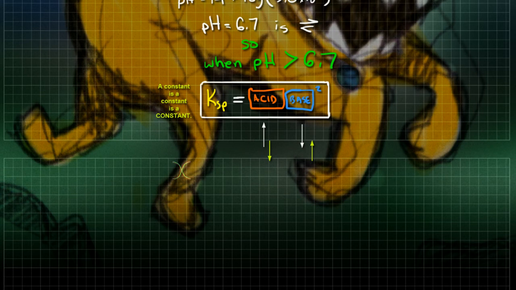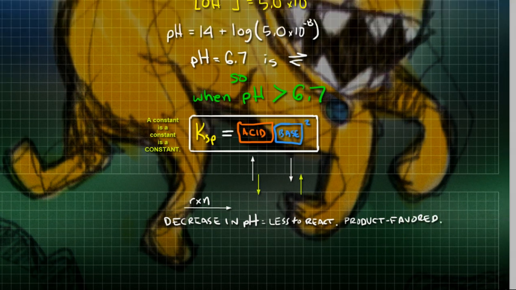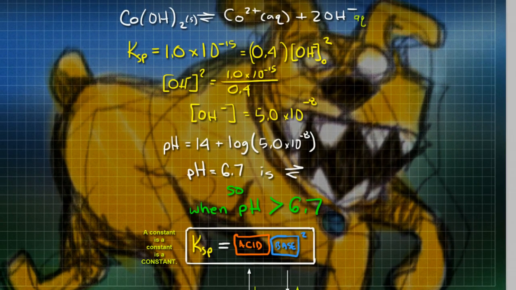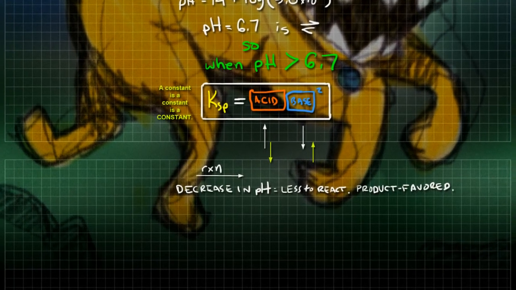If the reaction is going to the right, that's because we've decreased in pH. That means there's less stuff to react with. It's a product-favored reaction. What's the product in this case? Well, if we look up at our equation, our product is the cobalt 2+ cation and the hydroxide anions. So it's product favored, and that means we've got a more acidic solution.